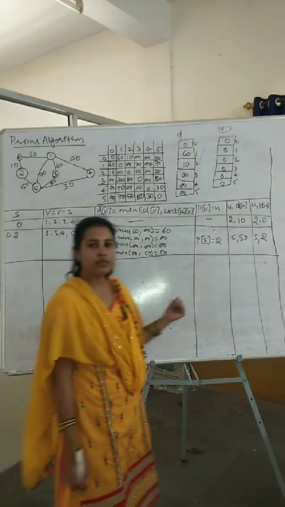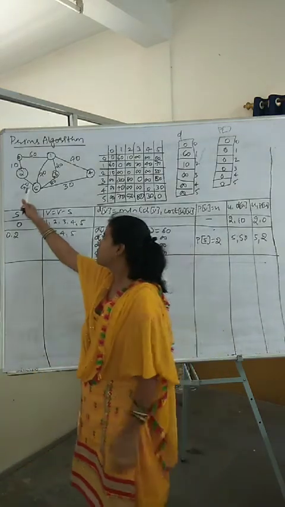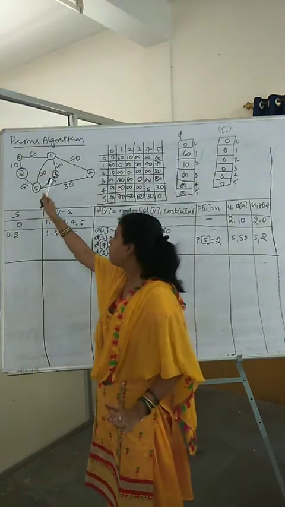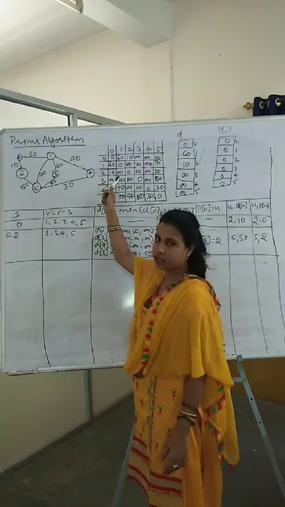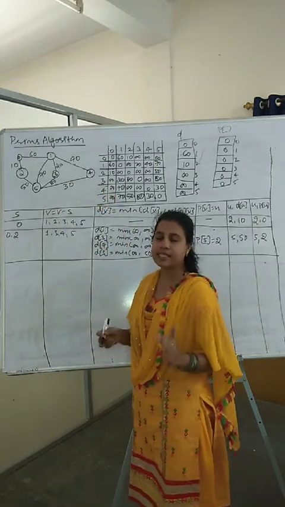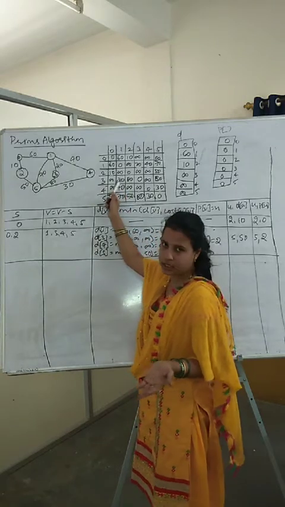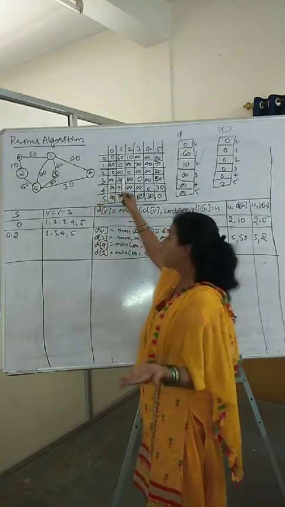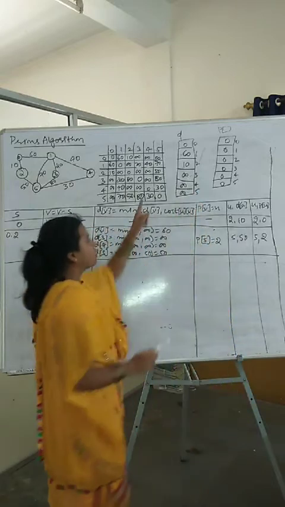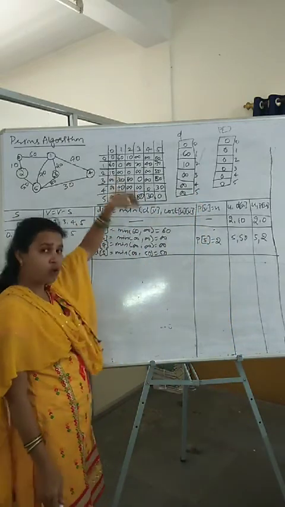So here we are with the tabular calculation of Prim's algorithm. This is the given graph. For this graph, I have written the cost adjacency matrix, same as we followed in Dijkstra's method. Also again I have considered D here. What is D? D is the distance or the cost column.